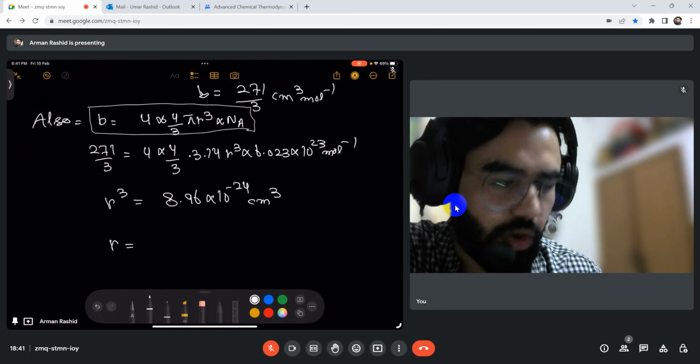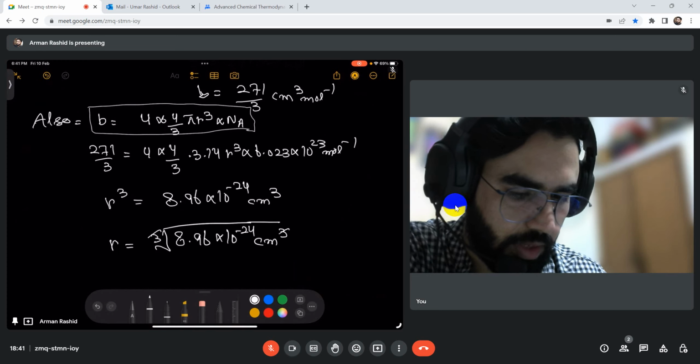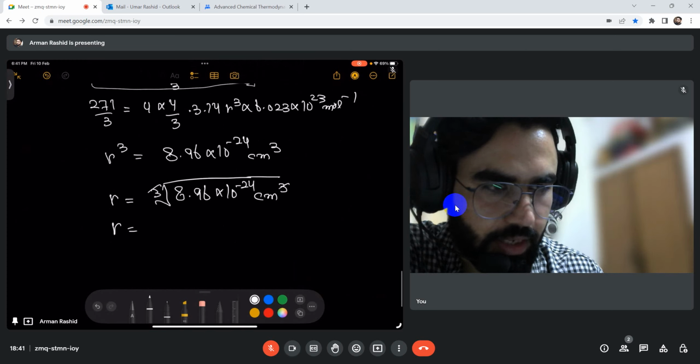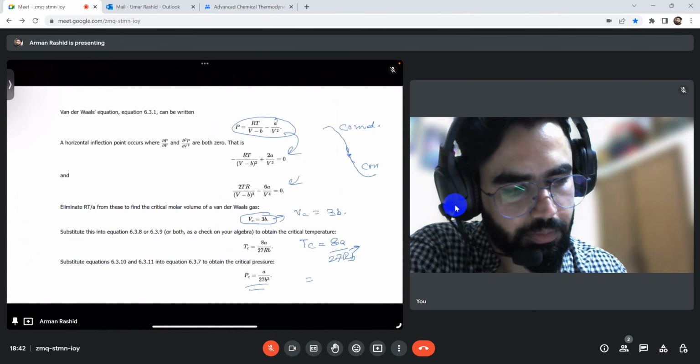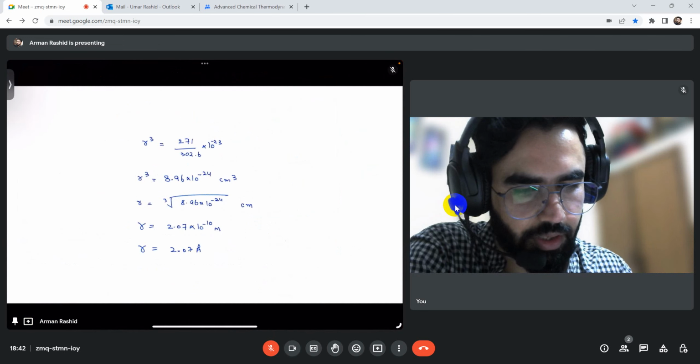Therefore the radius of the gas will be the cube root of 8.96, which gives 2.07 angstroms. Now this solves our problem. So we have determined the radius of the gas particles from the critical constants by relating it to the van der Waals equation of state. That I have also shown here.